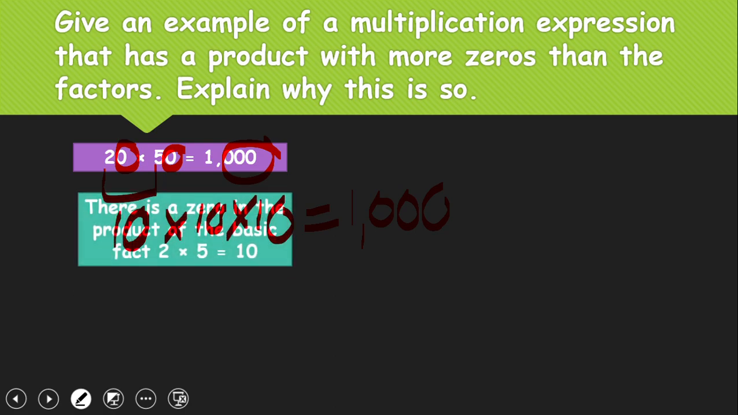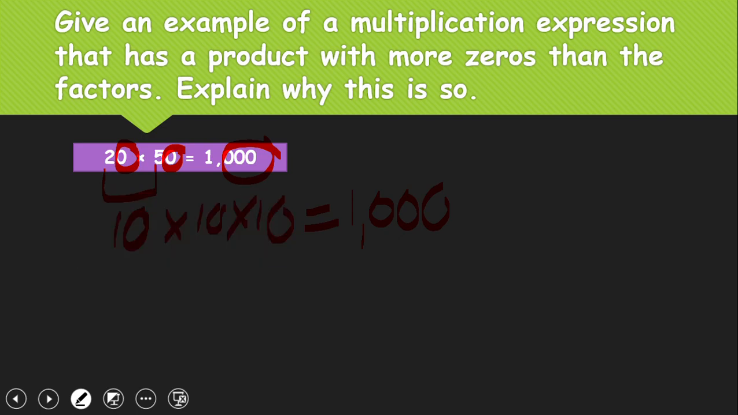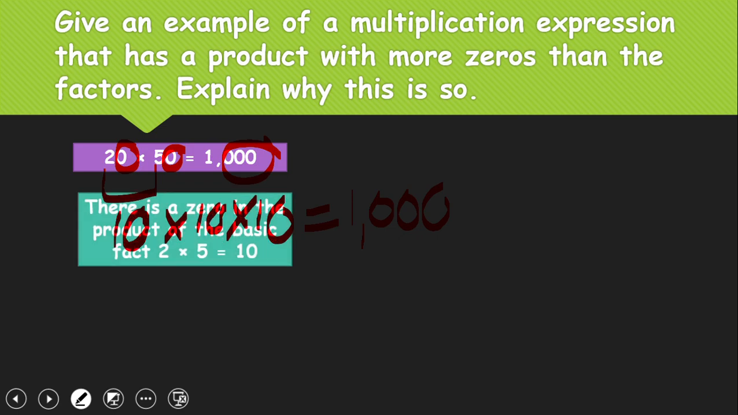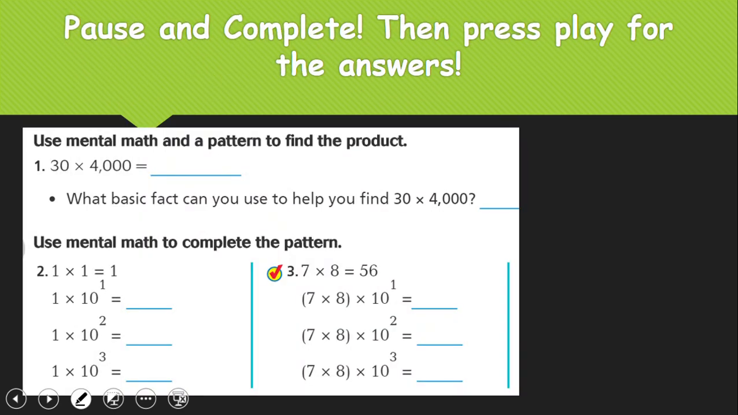Oops. There's a 0 in the product of the basic fact of 2 times 5, which is what I showed right there. Awesome. All right, go ahead and pause and complete, then press play for the answers.